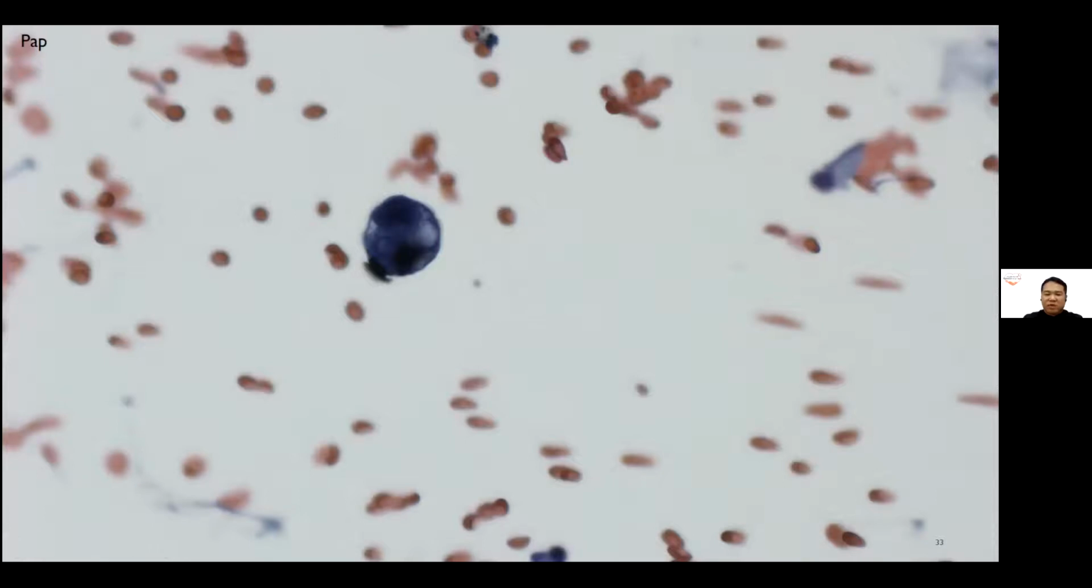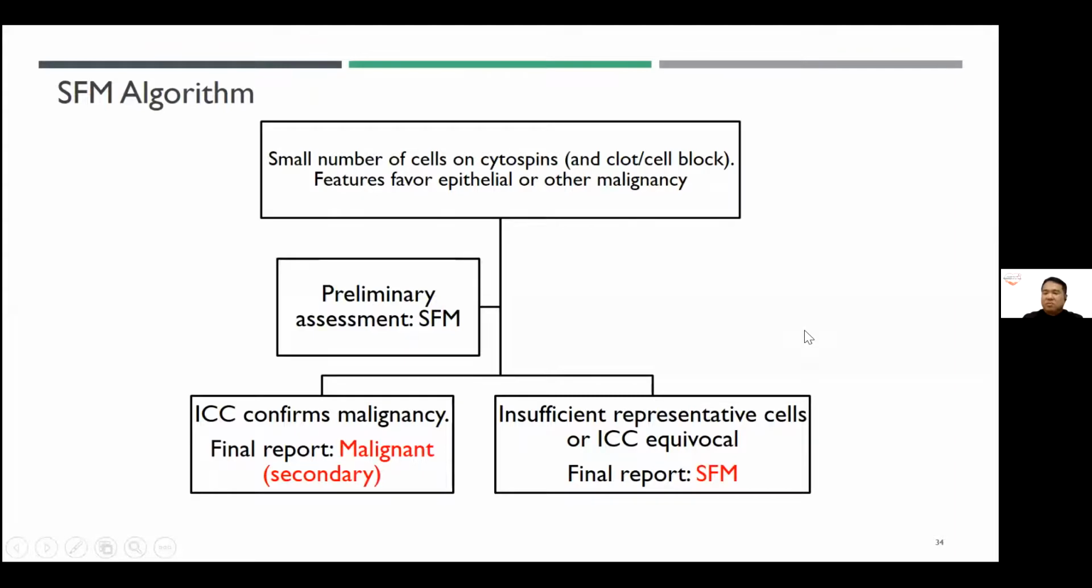But anyway, you need to do stains. Because the size is pretty large and the cytoplasm is vacuolated, we consider maybe they are adeno metastatic. So my preliminary assessment is suspicious for malignancy, although the clusters are not cellular, and we need ICC to confirm it's a malignancy. And if I don't have adequate sample, I will still report it as suspicious for malignancy. So the suspicious for malignancy algorithm also has the same direction as the AUS. We give a preliminary assessment. If you have adequate sample, do something. If you don't, just report your assessment as suspicious for malignancy.